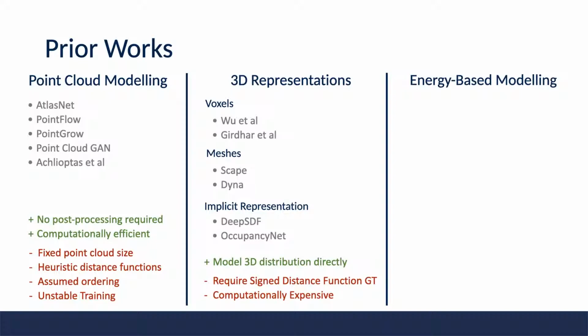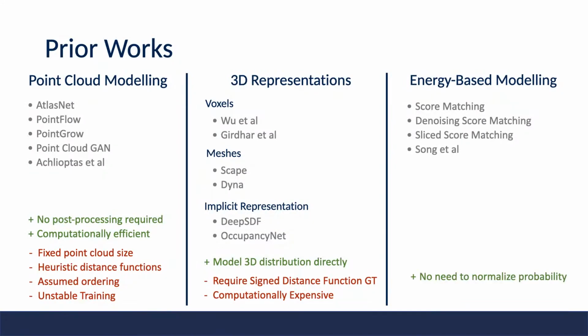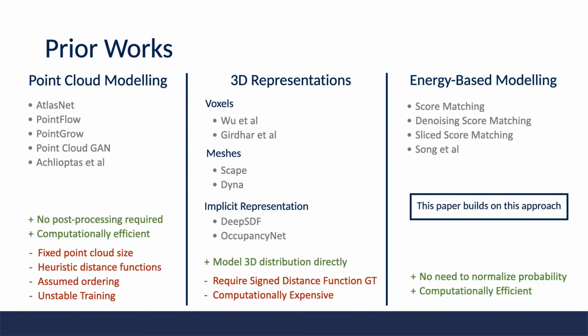So that brings us to our third camp, which is energy-based modeling. And this is actually what this paper is going to try to build off of. Specifically, we'll try to build off of the work done by Song, which was done in a 2D case, and we'll try to extend it to a 3D case. The nice thing about this is that even though it's a statistical method, they're able to use these probability distribution functions without having to normalize, which is usually extremely computationally expensive. And that's what makes it efficient. And this is what we're going to be building off of.